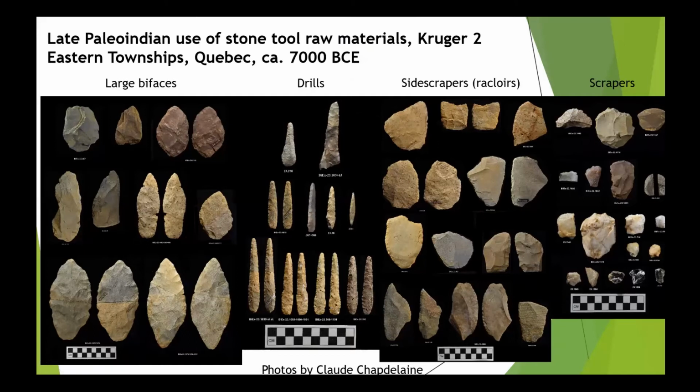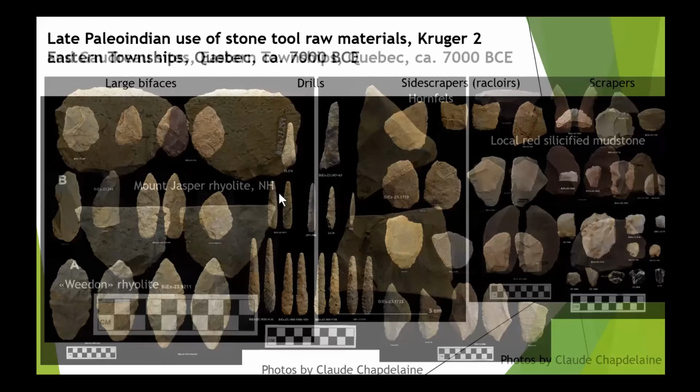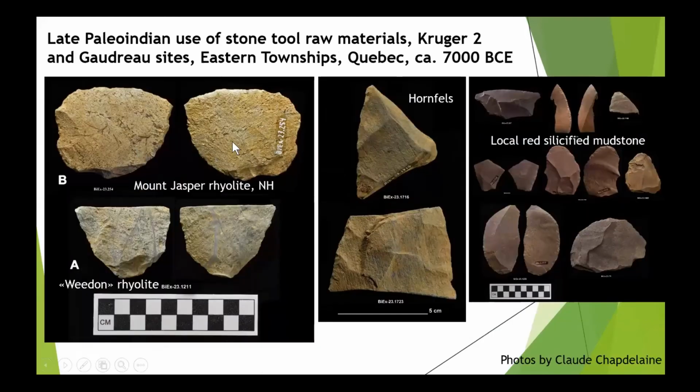There are materials that are from known sources that we can easily identify, like this Mount Jasper rhyolite that comes from New Hampshire. There's other materials that we have yet to identify their source. So for example, this is what was referred to as a rhyolite up until recently, but in my latest publication, I've come to the conclusion that it's an immature silicified sandstone, basically. That's through looking at thin sections.